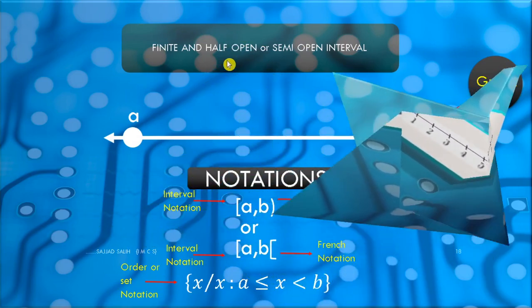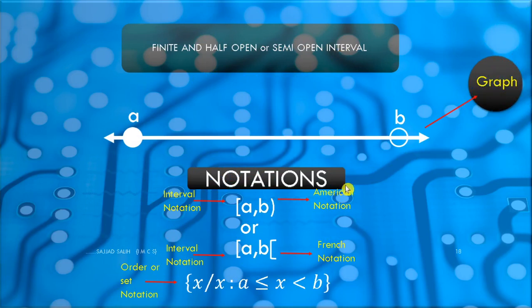Finite half-open or semi-open interval. Here is our next topic: finite half-open or semi-open interval. Both names are used in mathematics. In interval notation, [A, B) means A is involved but B is not involved. This is the American notation, and this is called the French notation, interval notation. It means A is involved, and this sign represents that B is not involved in this interval, and this sign shows A is involved.